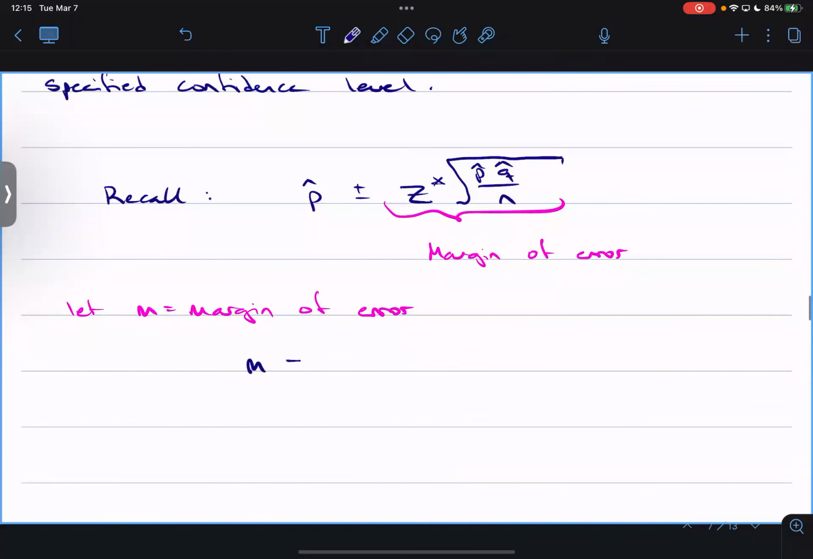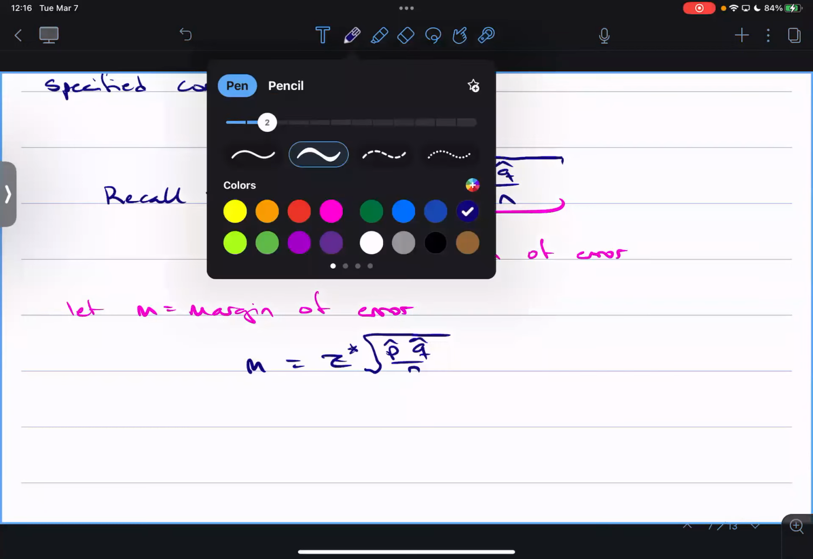So what I have then is m is z star times the square root of p hat q hat over n. So what I've said is, okay, I'm going to force my m to be some value. And if I fix my confidence level, so 95%, my z star would be 1.96, for example. So those first two values are already predetermined. And then what I want to do is solve for n.